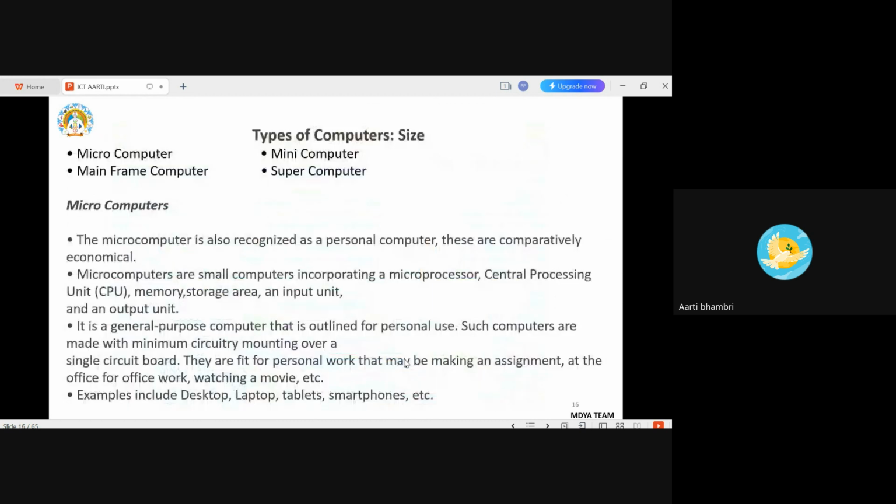Microcomputer. Microcomputers are those computers that we are using, like a PC. Our PC is an example of the microcomputer. This is comparatively economical. The normal person is using this computer because it's economically cheaper than other computers. Microcomputers are small computers. We are using laptops, we are using PCs. These all are under the microcomputers.